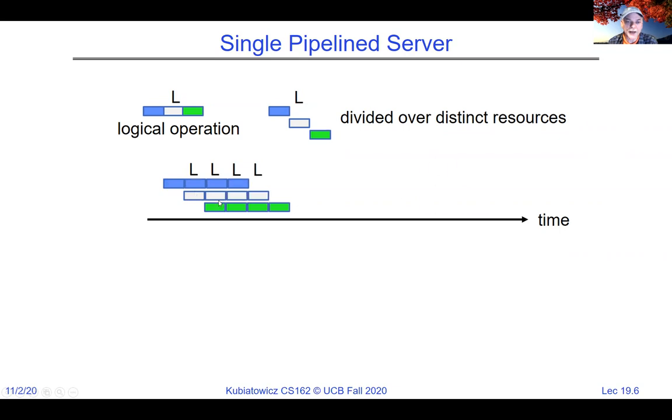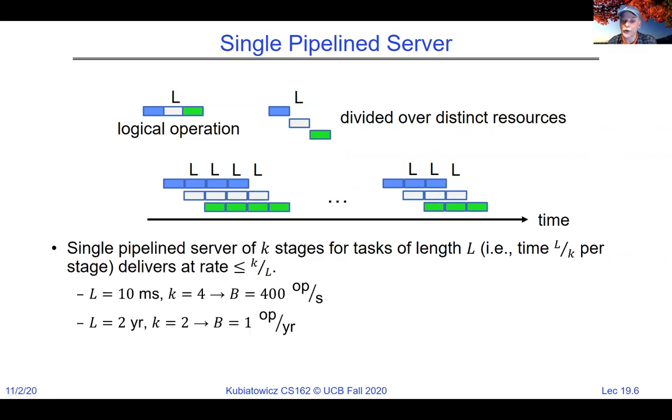But since we're pipelining now, notice what happens. We have the blue part, the gray part, and the green part. And so after you finish the blue part of the first request and it's on to the gray part of the first request, then we can get the blue part of the second request and so on. Okay, and that's going to overall allow us to do more things per unit time. So it's going to up our throughput.